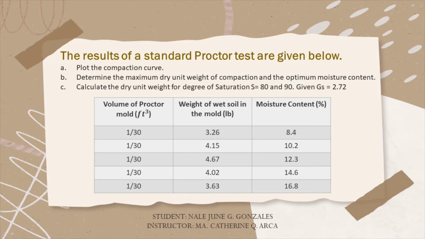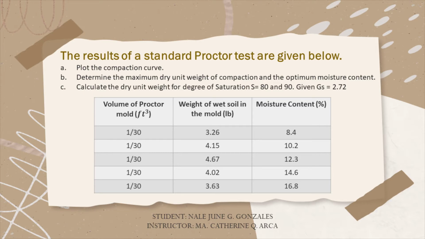The results of the standard Proctor test are given below. The volume of the Proctor mold in cubic foot is 1 over 30, or approximately 0.0333. The weight of the soil in the mold in pounds and its equivalent moisture content in percentage: for 3.26, 8.4%. For 4.15, 10.2%. For 4.67, 12.3%. For 4.02, 14.6%. And for 3.63, it is equal to 16.8%.